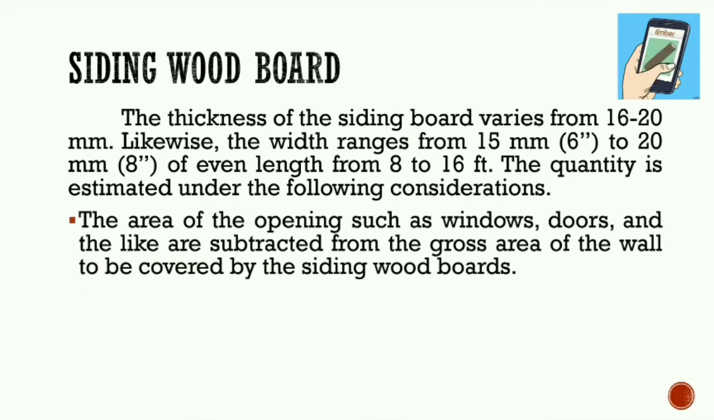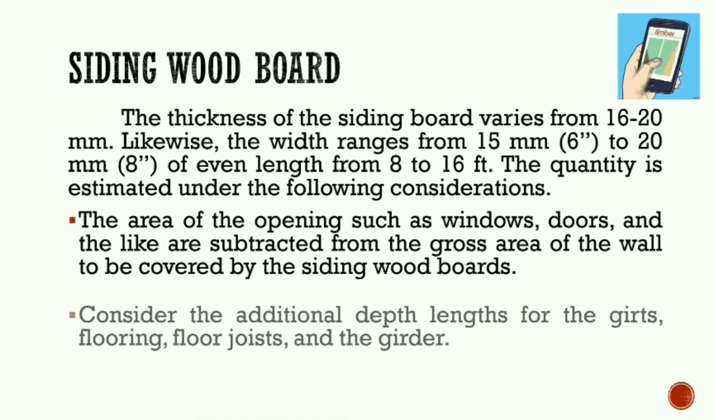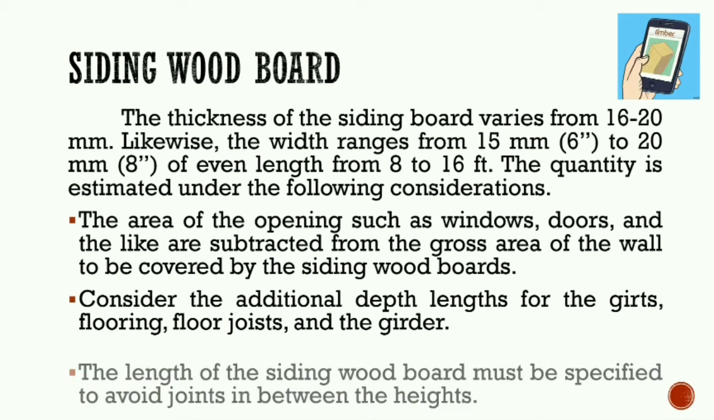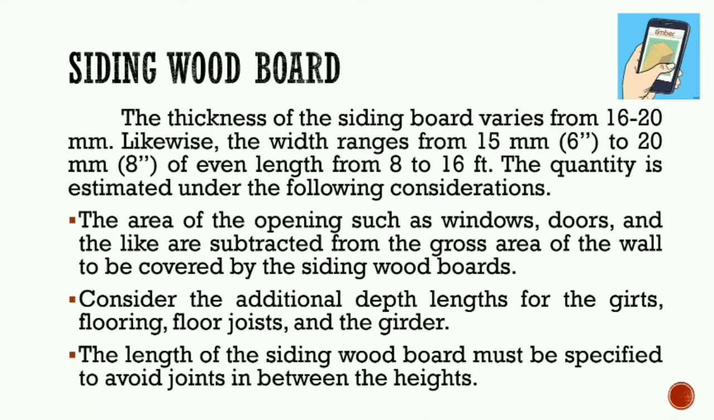First, that the area of the openings, such as windows, doors, and the likes, are subtracted from the gross area of the wall to be covered by the siding wood boards. Second, you need to consider the additional depth length of the girth, flooring, floor joist, and the girder. The second is the length of the siding wood board must be specified to avoid joints in between the heights.